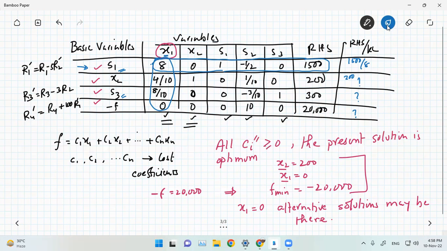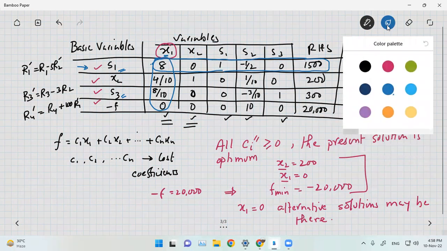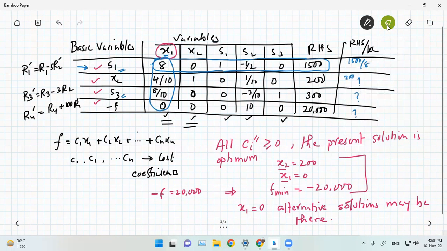So once we do that, the next target is to figure out the values of x1. So x1 has to be 1, so it has to be divided by 8. So it will be 1, no doubt about it. Then you'll have 0. Then you'll have 1 by 8, and this will be minus 1 by 16. This will be 0. And this will be 1500 by 8. As well as these values, by using the pivot, we have to make these 0.